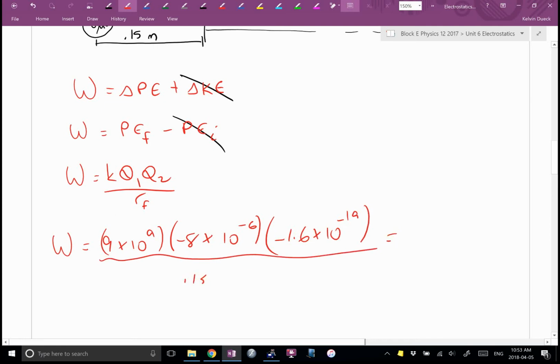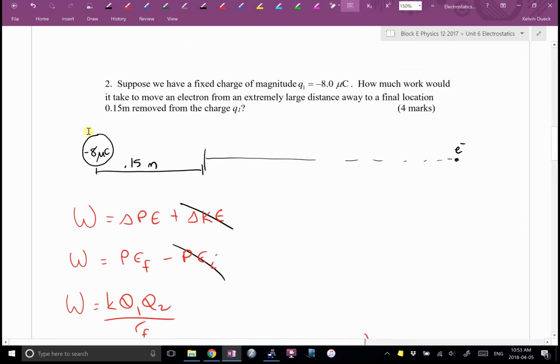And this is nice because what's a negative times a negative? I do get a positive work. I would, by the way, because this is a negative fixed charge. As I'm pushing the electron closer and closer, I'm having to push harder and harder because this is repelling it. So I am having to do work.